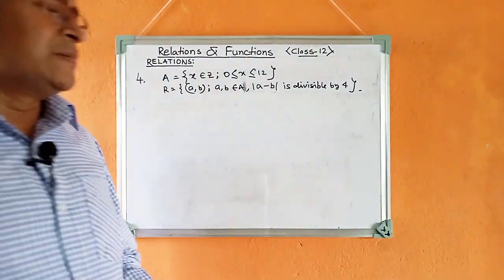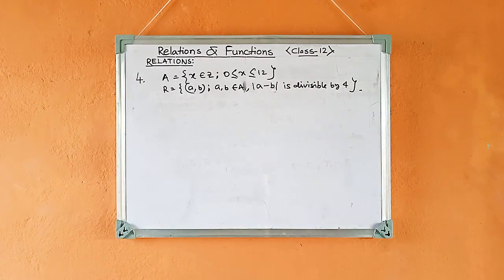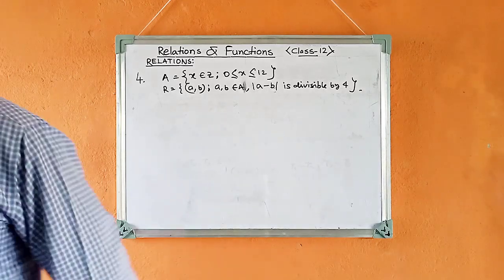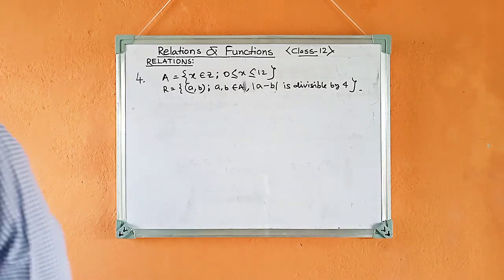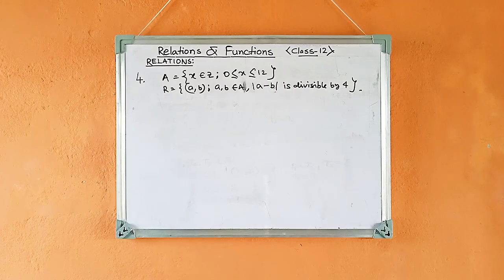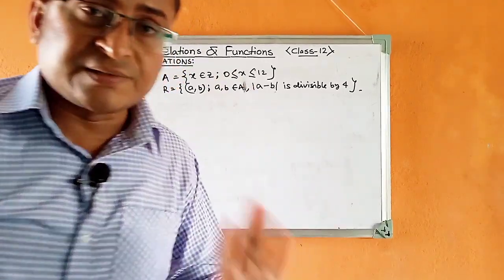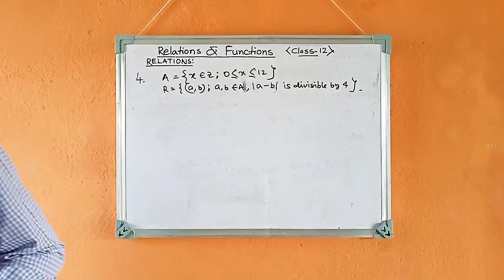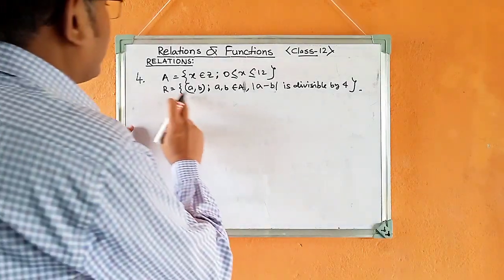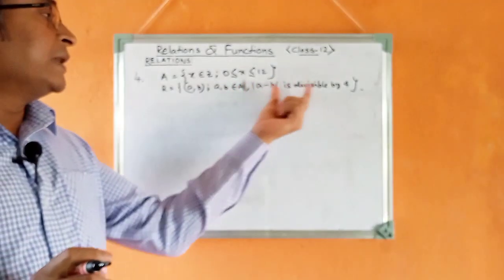That means here we must prove that it is reflexive, that it is transitive, and that it is symmetric. Then we say that this relation is an equivalence relation, and then find the set of all the elements related to 1, and also write the equivalence classes too. Okay, come one by one. First of all, prove that this relation is an equivalence relation. Given that R is the set of (a, b) such that a and b both belong to A, and mod of a minus b is divisible by 4.